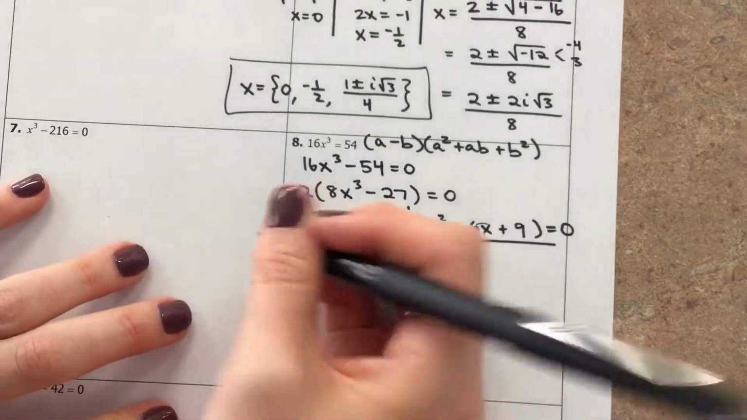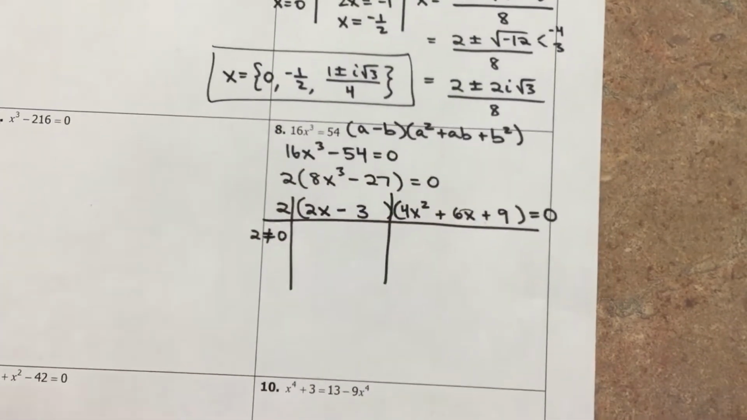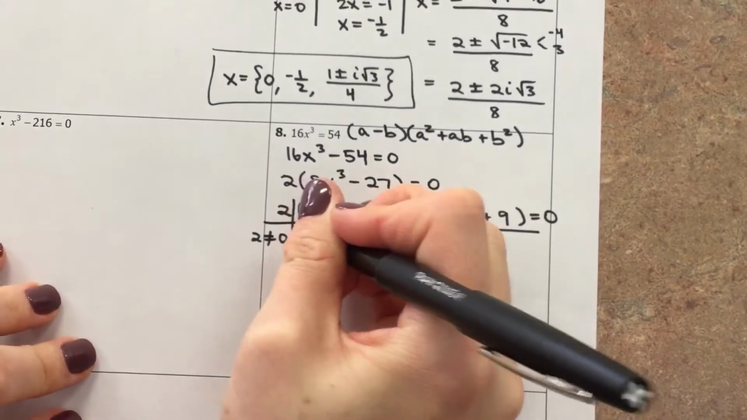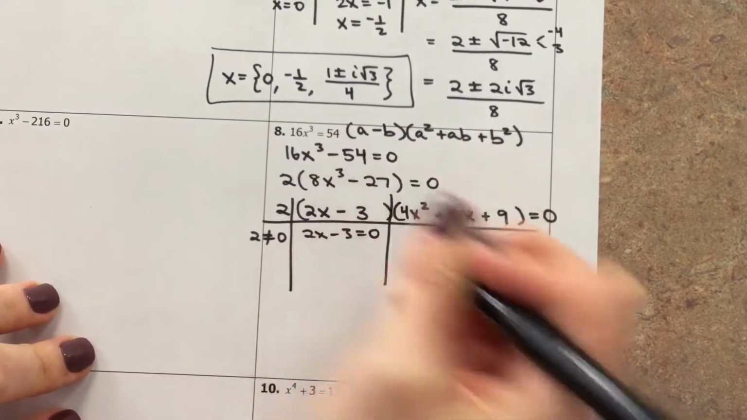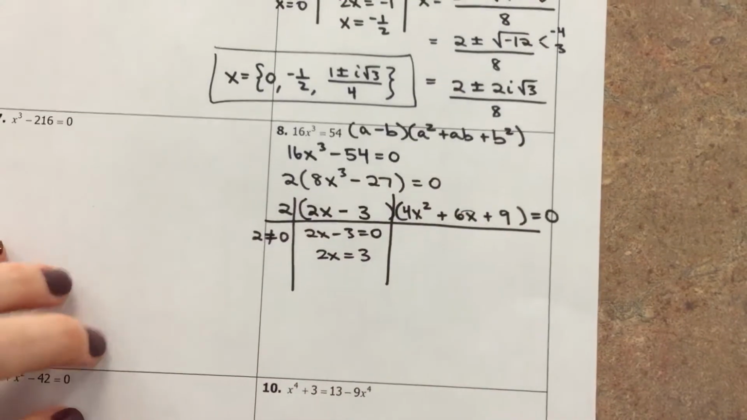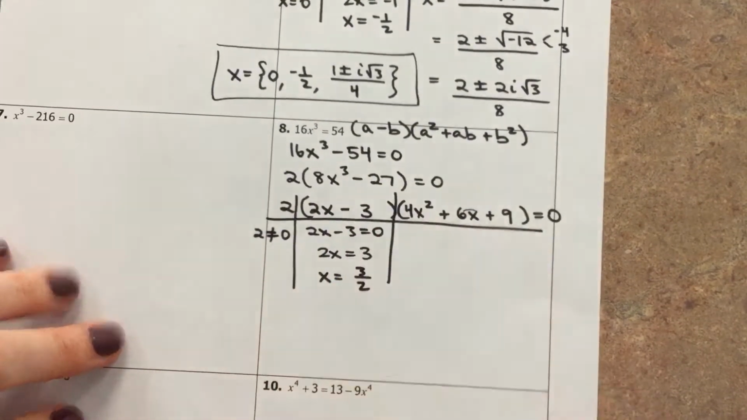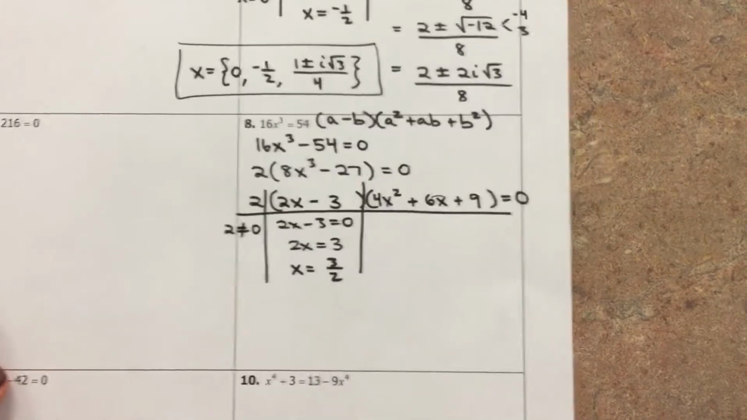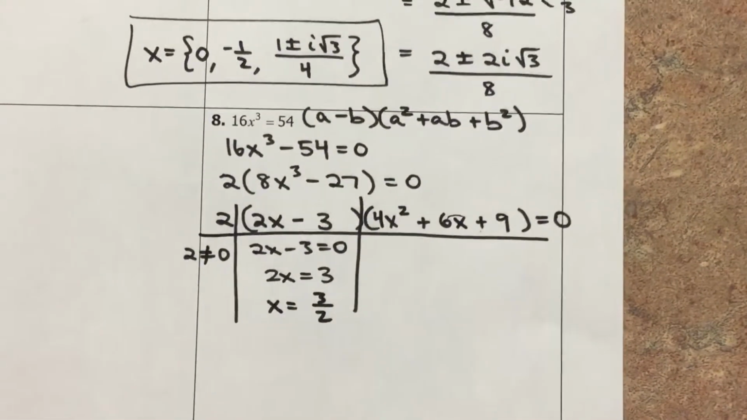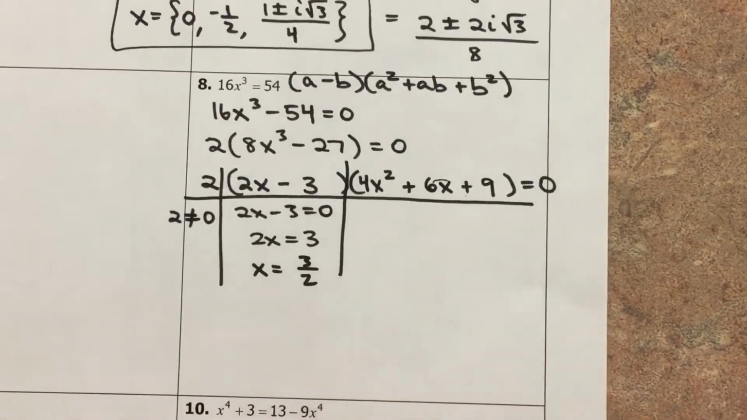All right, so set each piece equal to 0. 2 does not equal 0, obviously, because it's a number. So when we set that equal to 0, it doesn't give me any solutions. I can set this one equal to 0. First step I'm going to make is adding 3 to both sides. And then the second step would be dividing both sides by 2. So I get 3 halves, or 1.5, whatever you prefer. And then with this part, I'm going to do the quadratic formula. So anytime you have the sum or difference of cubes, this part is always going to be solved with the quadratic formula.